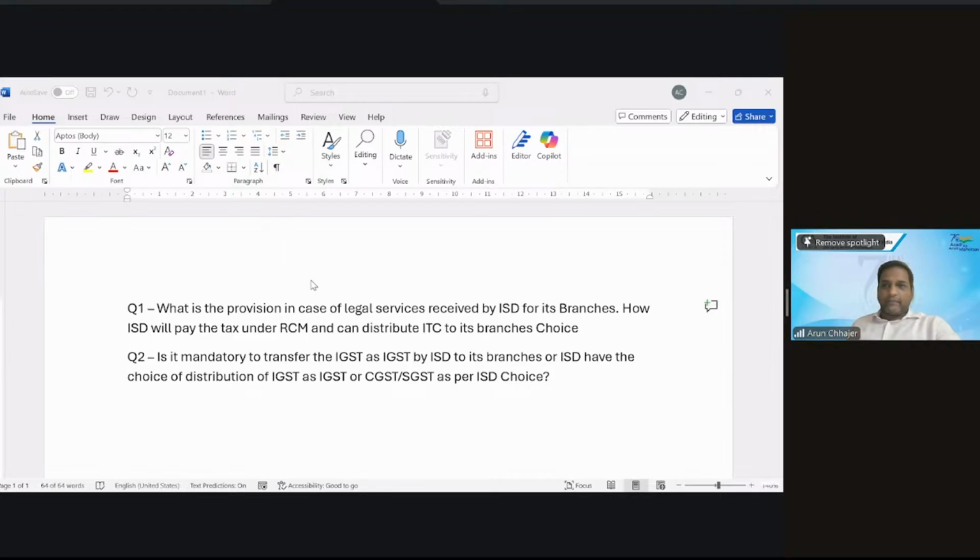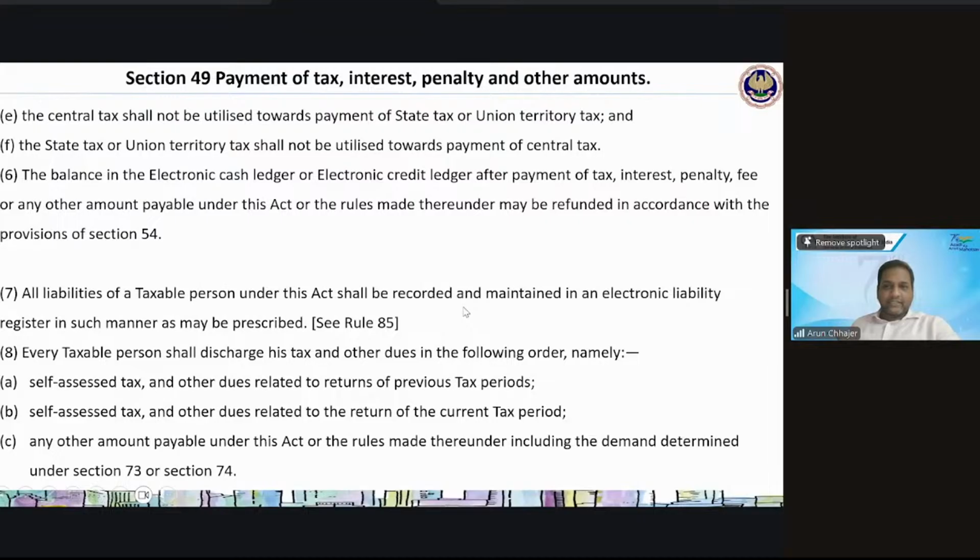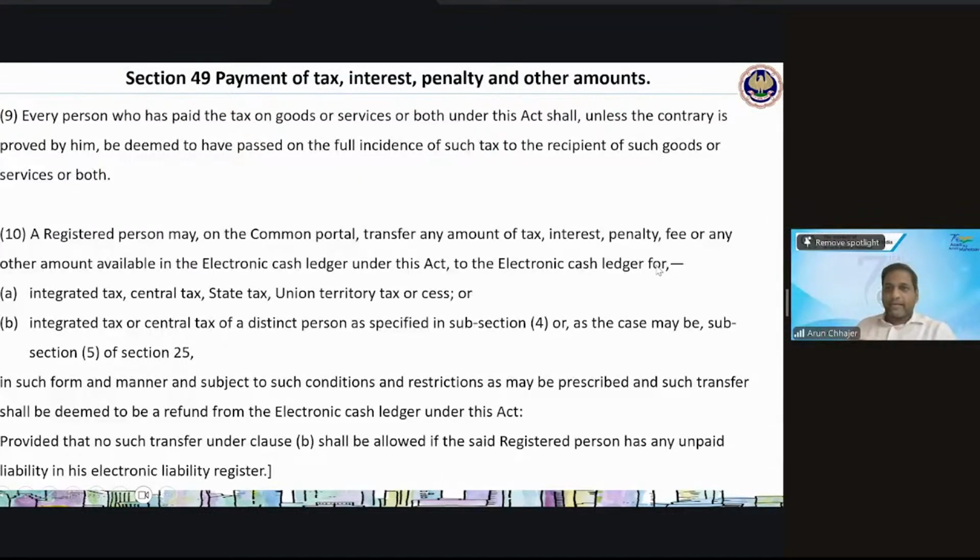49(7) says that all liability of a taxable person under this Act shall be recorded and maintained in the electronic liability register. Every taxable person shall discharge his tax and other dues in the following manner: self-assessed tax of the previous tax period, self-assessed tax for the current tax period, any amount payable under 73-74. Every person who has paid the tax on goods or services or both under this Act shall, unless the contrary is proved, be deemed to have passed the full incidence of the tax on the recipient.